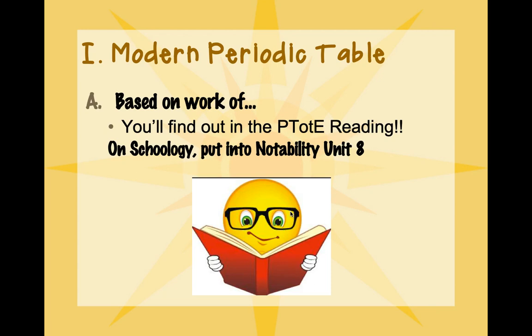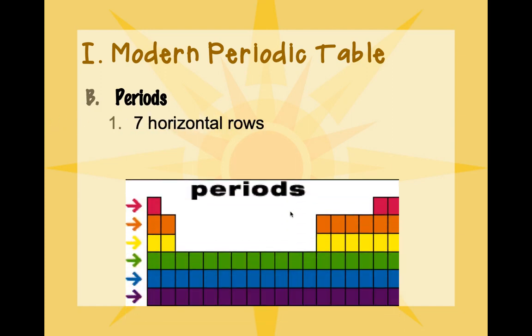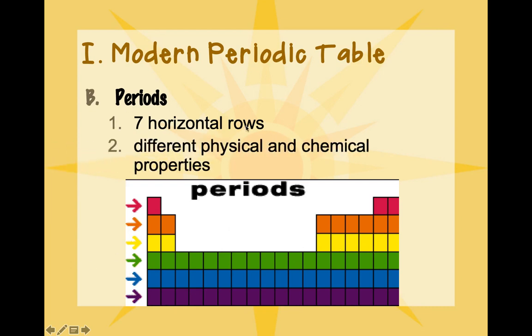At this point, we're just going to skip ahead and say we generally know what the periodic table looks like. We know that it's organized into periods, which are the 7 rows. So periods are the same as rows. If I'm talking about a periodic trend, I'm talking about something that goes left to right or right to left. So across the periodic table are the periods, and you get different physical and chemical properties.